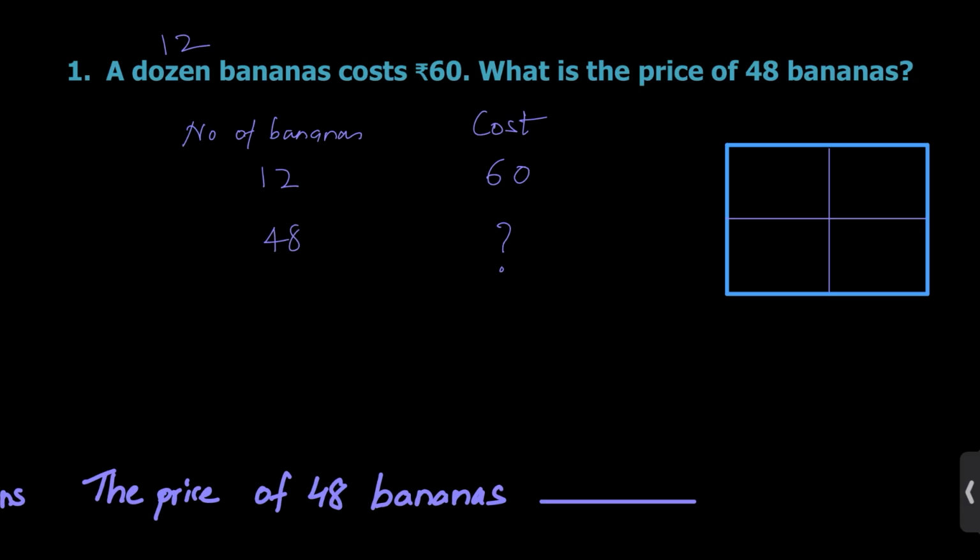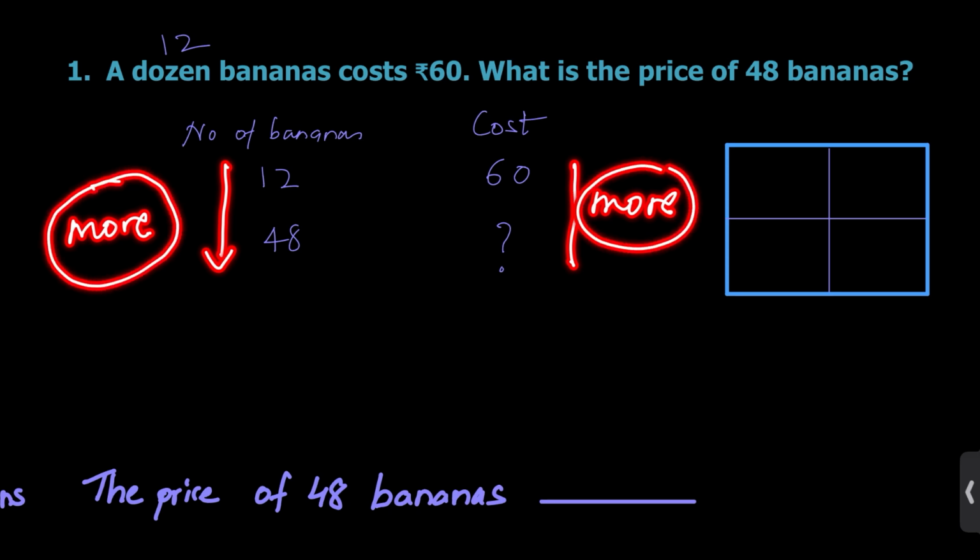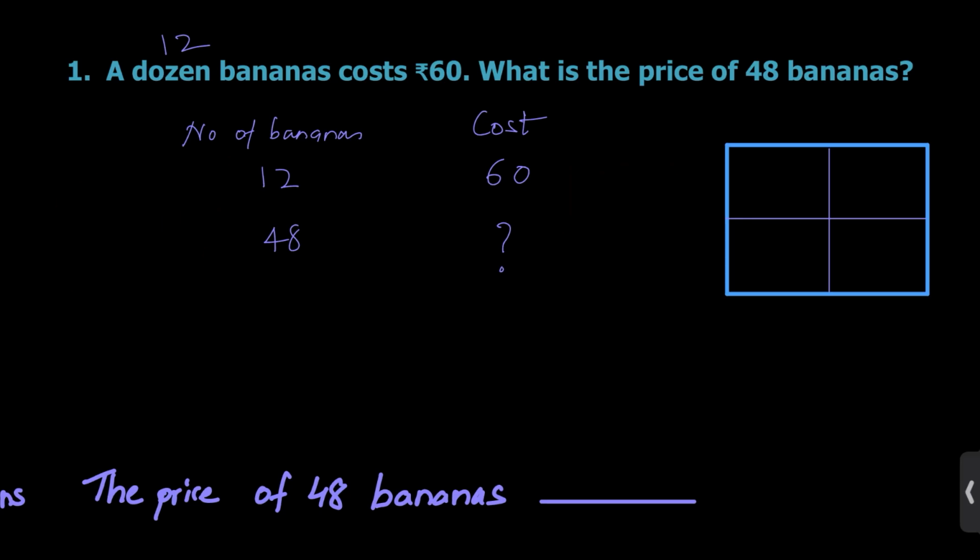Okay, now you will have to think what is going to happen over here. Like for example, 12 bananas, 60 rupees. Now the number of bananas has increased, so this is more. What will happen to the cost? Will it increase or decrease? Cost will also be more because more bananas, more price. So when the words are more and more, you do direct proportion, like it is a direct proportion sum.